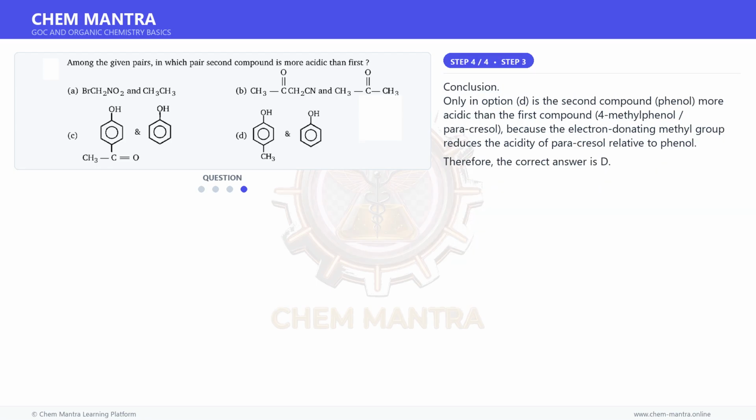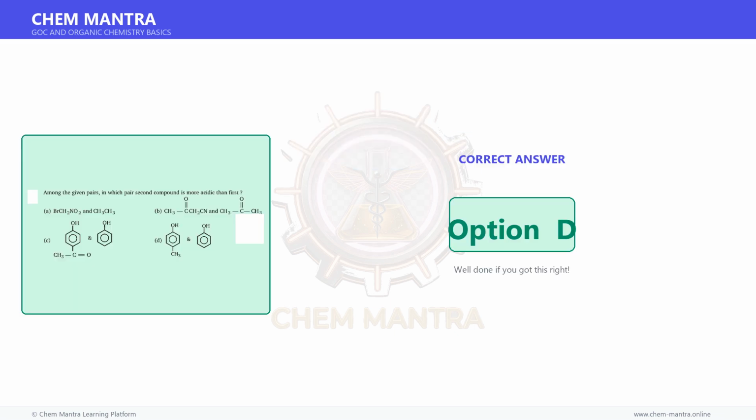And for the final step. Conclusion. Only in option D is the second compound, phenol, more acidic than the first compound, 4-methylphenol, para-cresol, because the electron-donating methyl group reduces the acidity of para-cresol relative to phenol. Therefore, the correct answer is option D.